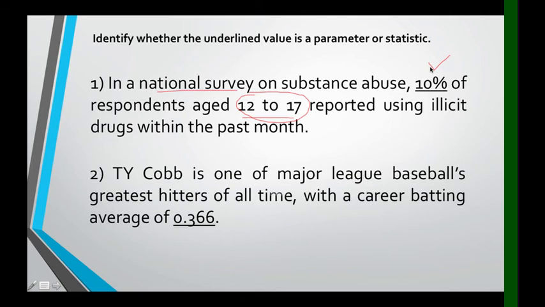Okay? Another, T.Y. Cobb is one of the Major League Baseball's greatest hitters of all time. So, with a career batting average of 0.366, the underlined value is 0.366. So, is it a parameter or a statistic? Okay, so this one, since we have only one population here, which is T.Y. Cobb, we're talking about a statistic, and that is 0.366, the summary of the sample data.